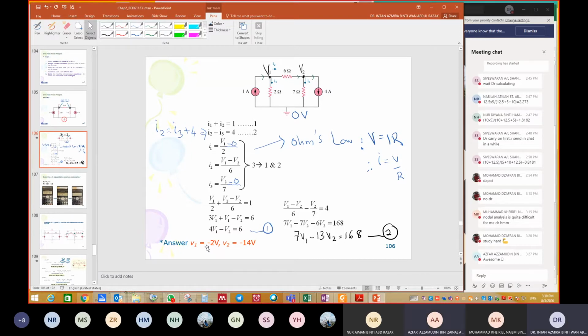Okay, good. So this is the very simple circuit.